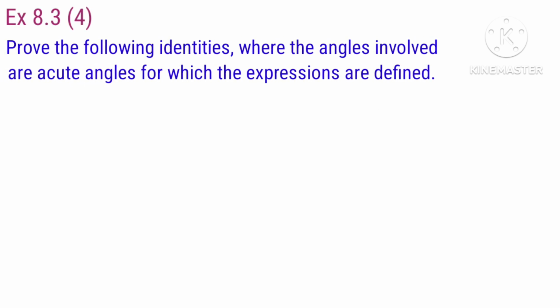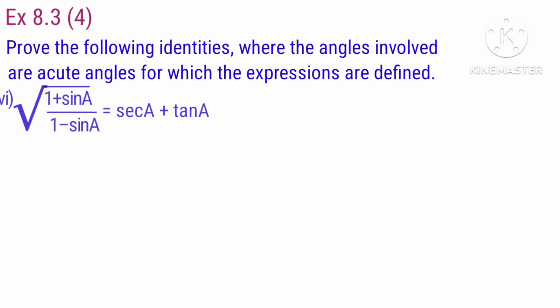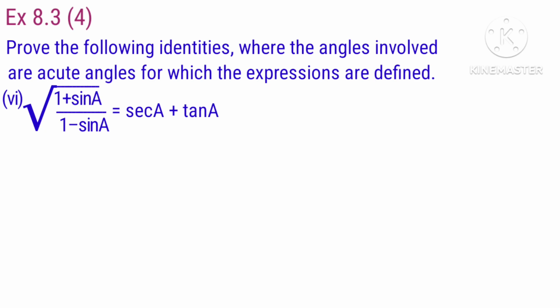Well, we move on to our first question. Prove the following identities where the angles involved are acute angles for which the expressions are defined. Square root of 1 plus sin A divided by 1 minus sin A is equal to sec A plus tan A. So, we have seen a similar sum in the previous exercise also. For this sum we are going to use the rationalizing method.